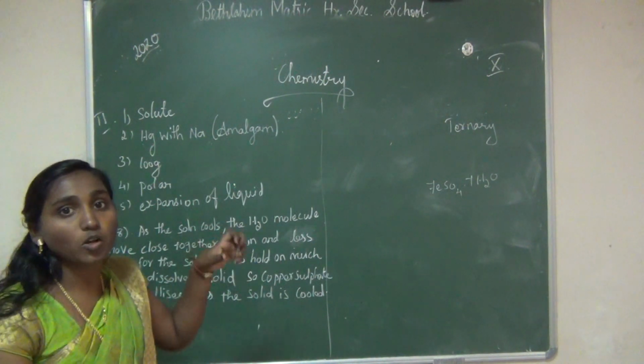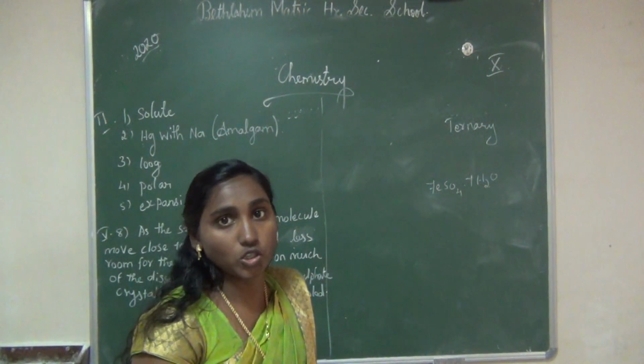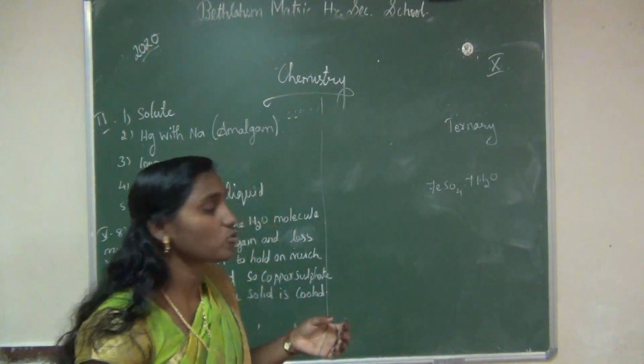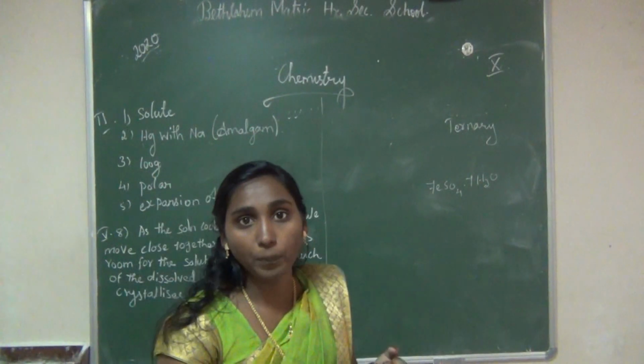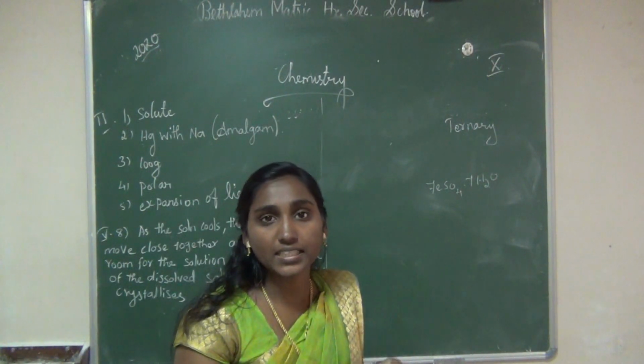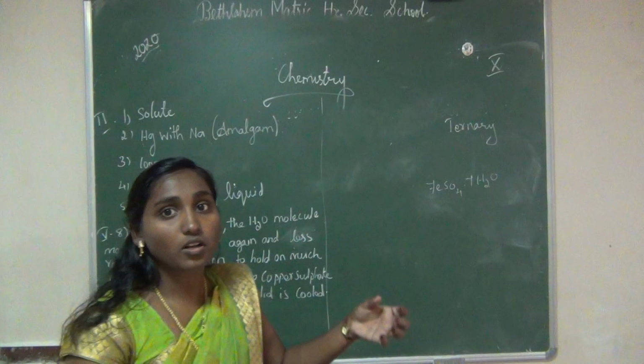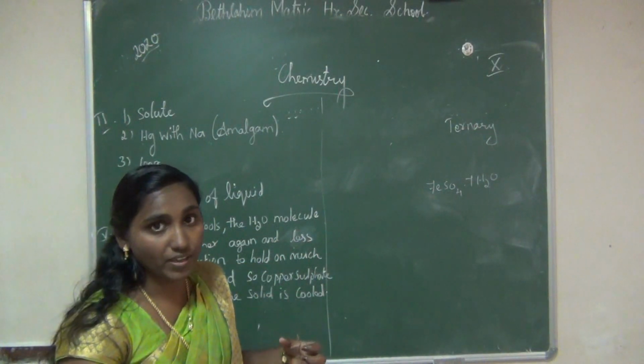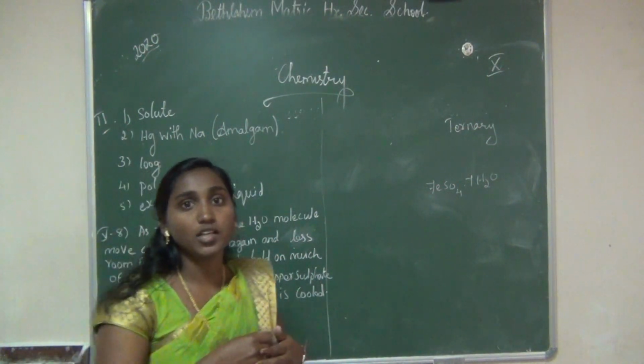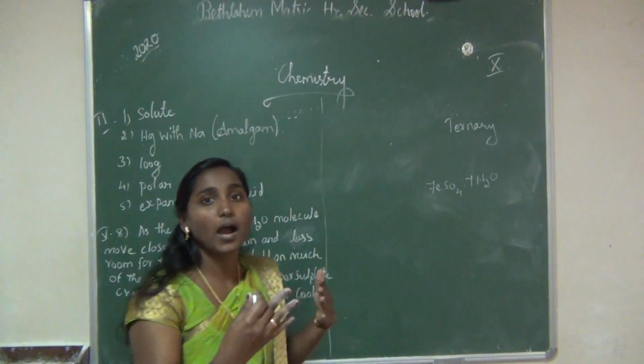Okay. When we are cooling this copper sulfate solution, what are the elements that copper sulfate contains? Copper, sulfur, oxygen, hydrogen, oxygen, right? So when we allow this copper sulfate to cool, those elements, those molecules will combine together and come closer.